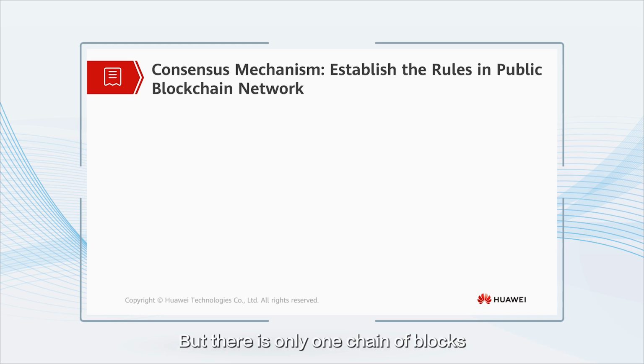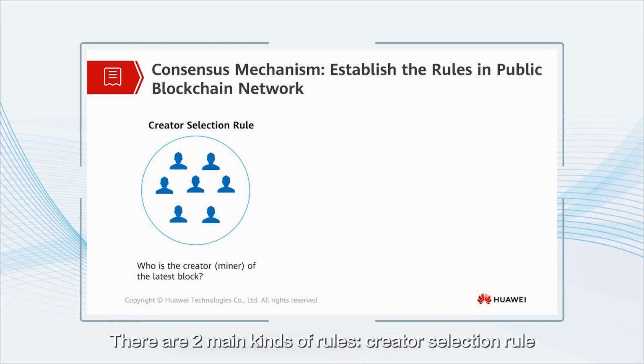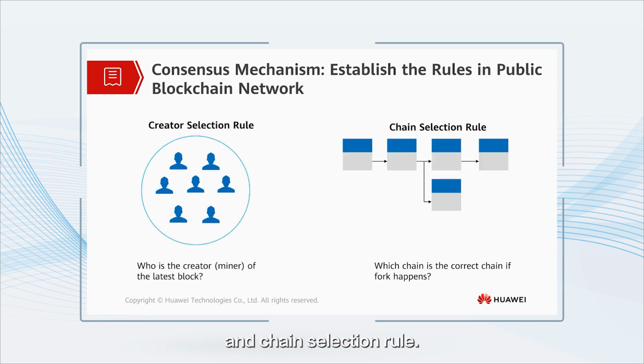But there is only one chain of blocks in the blockchain network. So we need consensus mechanism to build the rules of blockchain network. There are two main kinds of rules: creator selection rule and chain selection rule. Why creator selection rule? Because lots of miners are trying to create the same block at the same time. Who is selected to be the creator of the latest block? Why chain selection rule?